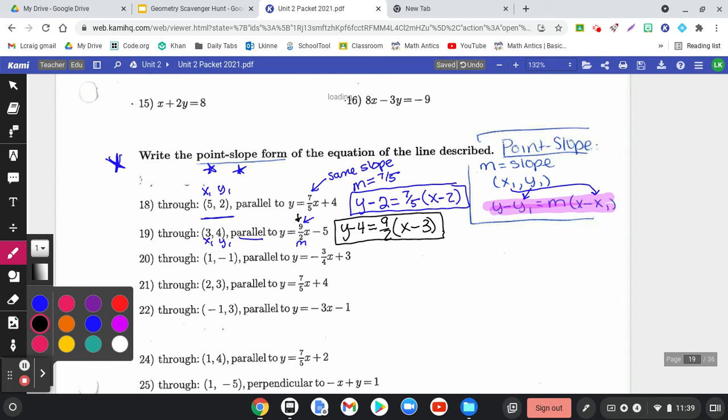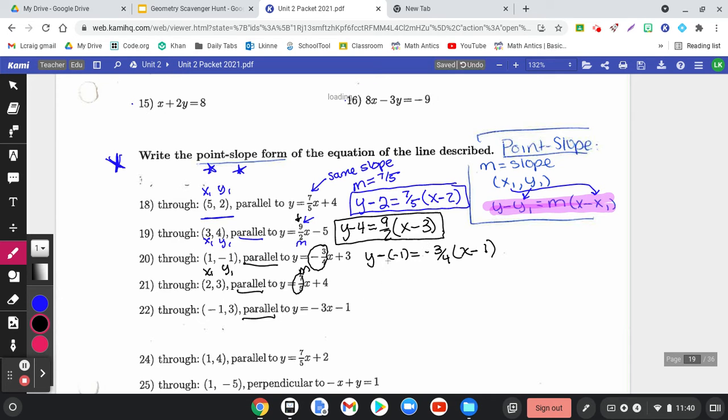Okay, let's do one more together, and then I'll have you try some. It's through this point, 1, -1. Again, that's your x1, y1. It's parallel. The next few are all parallel, so it's the same slope. There's your m. Here's your m on this one. All right, so again, it's y minus the y value. So y minus -1 equals the slope, which is -3/4, times x minus the x value in the point, 1. Now, we typically won't leave it like this. Typically, we would just write y plus 1 instead.